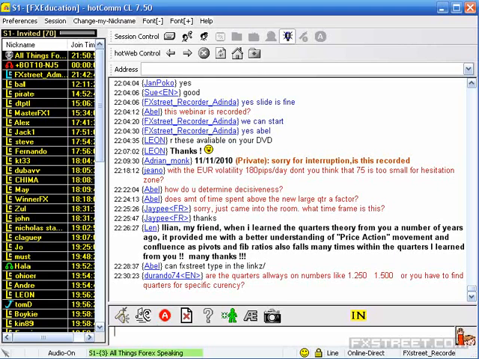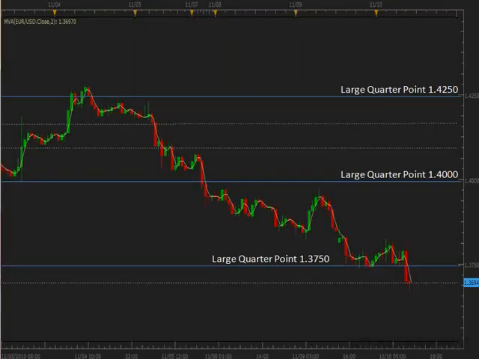Good question also coming from Durando, saying: are the quarters always on numbers like $1.25, $1.50, or do you have to find quarters for a specific currency? Great question. You don't have to find quarters for a specific currency. It is based on the base 10 numeral system of our world, and that is the beauty of the quarters theory, because it gives you constant, never-changing price ranges.